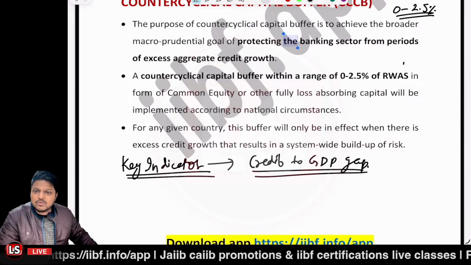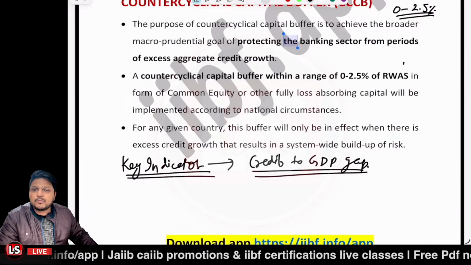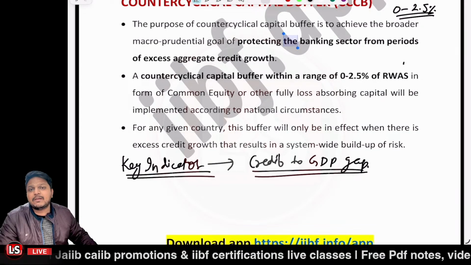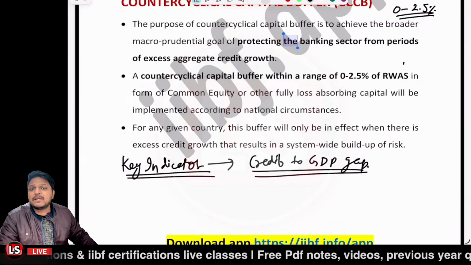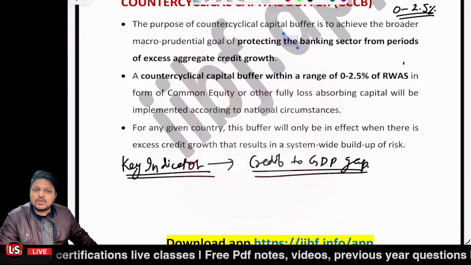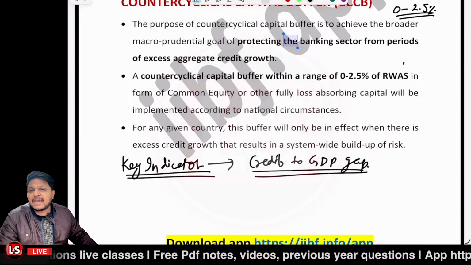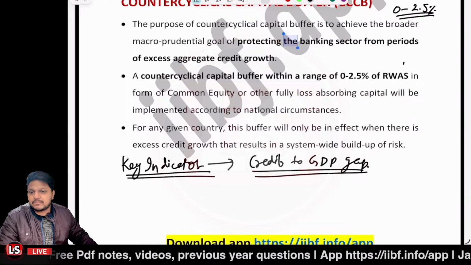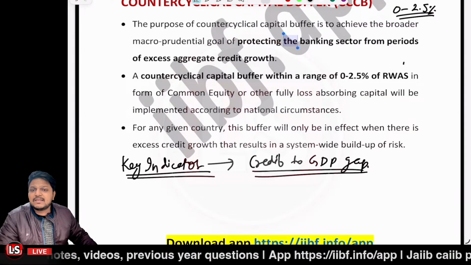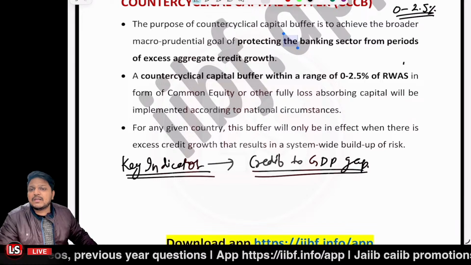So if the credit to GDP gap in India goes beyond some threshold level as fixed by the Reserve Bank of India, in that scenario, the systemic financial risk can be there, or it could be considered as an early warning indicator. It would be considered as an early warning indicator.